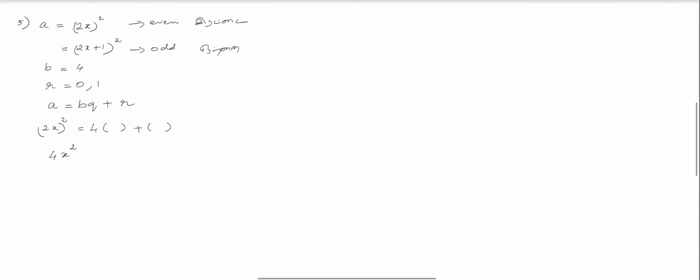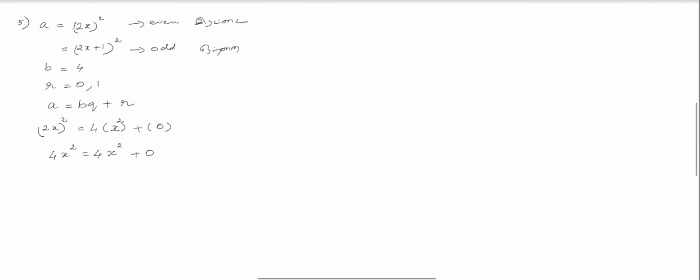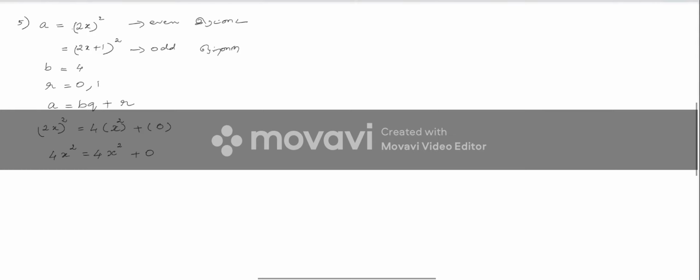And see here, already we are having this 4. We want only this x square. So your quotient can be your x square, right? And what about your remainder then? It will be 0. Am I right? So when the integer is an even number, then your remainder is 0. Are you clear?